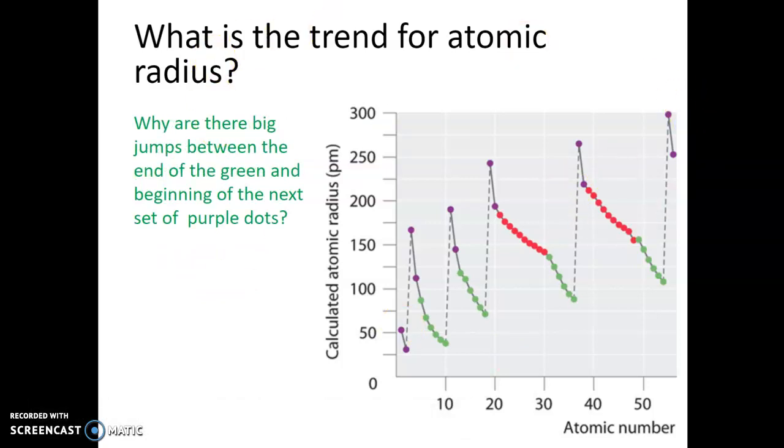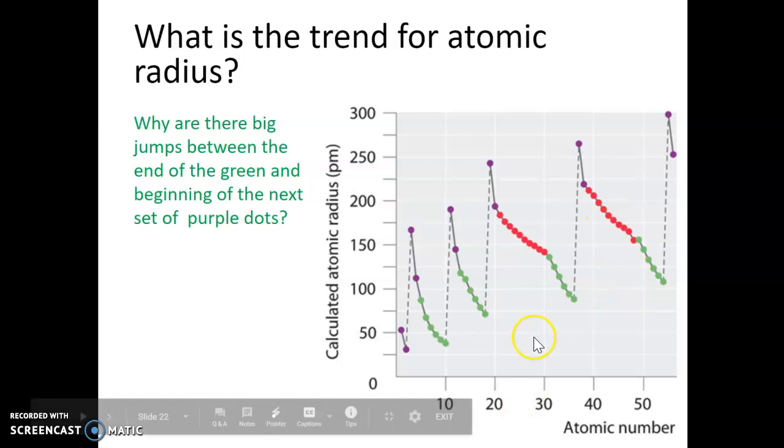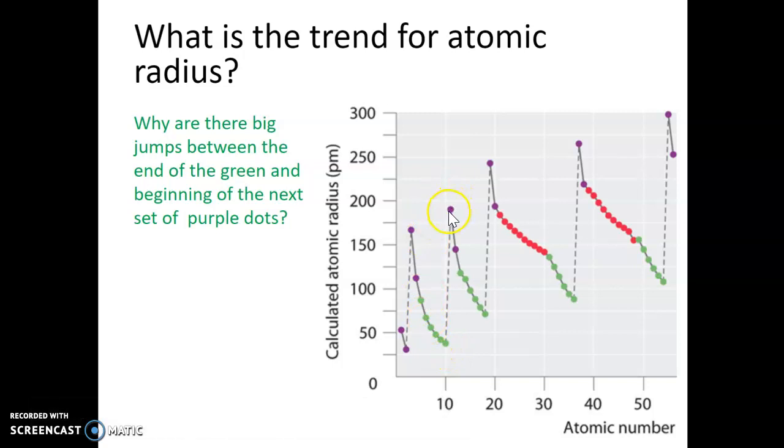Why do you think there are big jumps in radius between the end of a green set and the beginning of a set of purple dots? Why do you think the atoms get bigger? So the atoms get bigger because you add a principal energy level. When you go from a p orbital, you're done with p6, now you're adding another energy level. In this case, you'd be adding 3s1. And so you got bigger because you added an entire new energy level, and we know that the energy levels represent how far you are from the nucleus. So if you get a higher energy level, you're going to be farther from the nucleus.